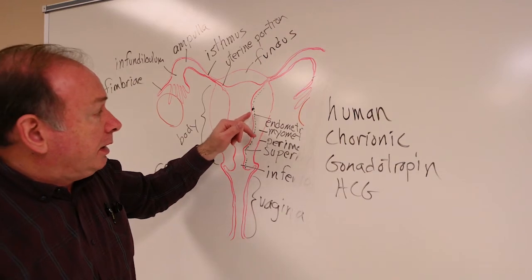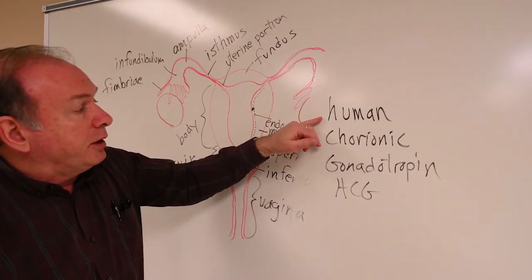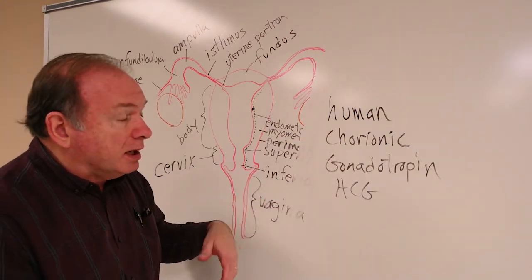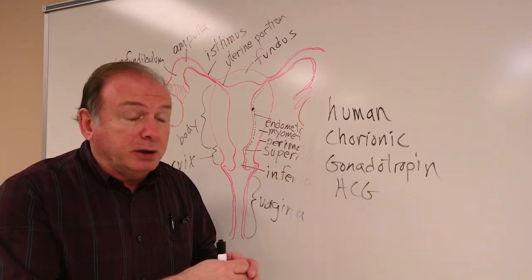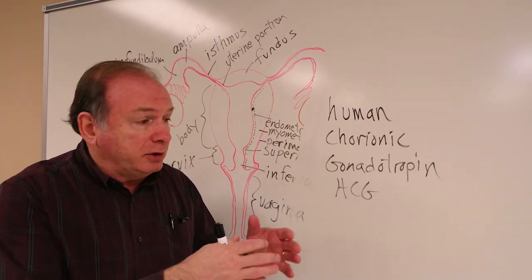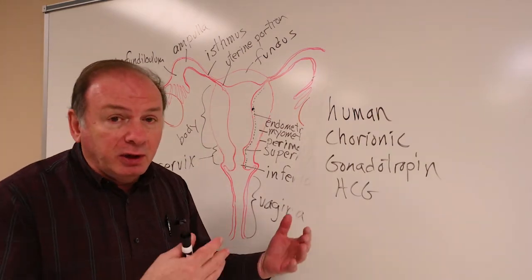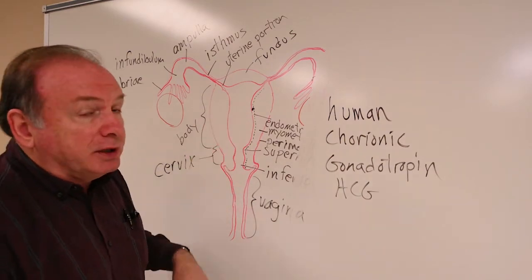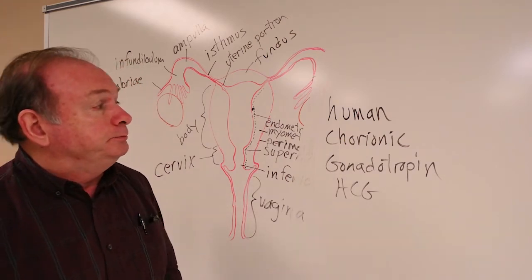So if implantation of the embryo occurs, that little embryo will start to produce human chorionic gonadotropin, HCG, that will stimulate the corpus luteum to keep producing progesterone, like I said, for up to 8 weeks. Eventually, the embryo itself will be producing all the hormones required to keep from losing the internal lining of the uterus there.